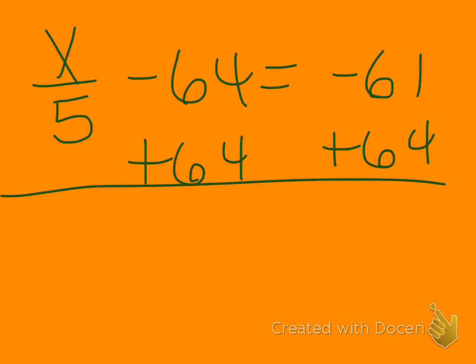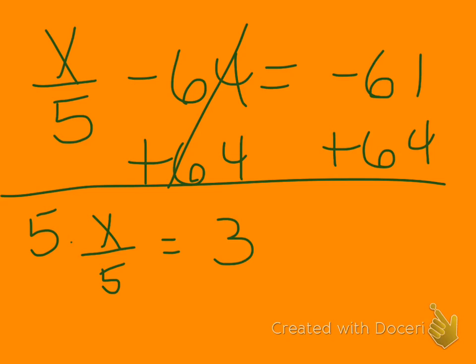Since we did it on one side, to keep it balanced, we have to do that on the other. Our x over 5 is still there. And then negative 61 plus 64 will turn to 3. This is x divided by 5. So then multiply by 5. So we're going to multiply by 5 on both sides. These reduce out.